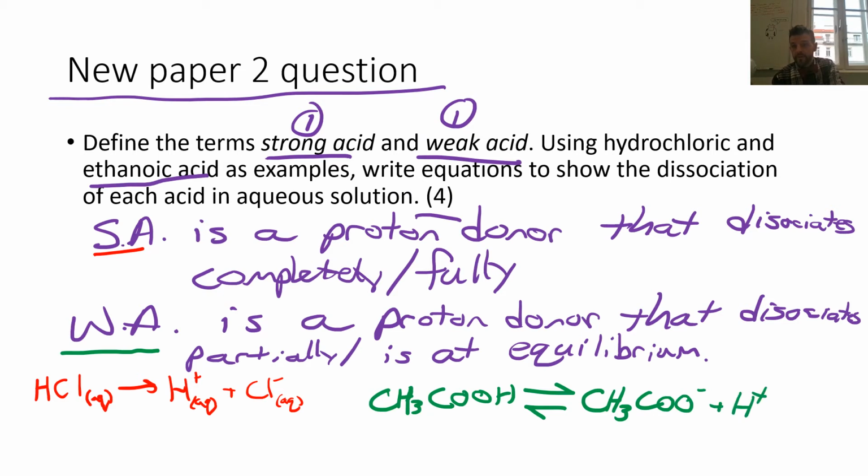The key here is this: equilibrium. Since it's a weak acid, you need to have the equilibrium. And I forgot to put my states in, so I'm going to do that. You've got to put it at equilibrium because that's what makes it a weak acid. So I'm thinking that the equations are going to be worth a total of 2 marks. So 1 here, 1 here.